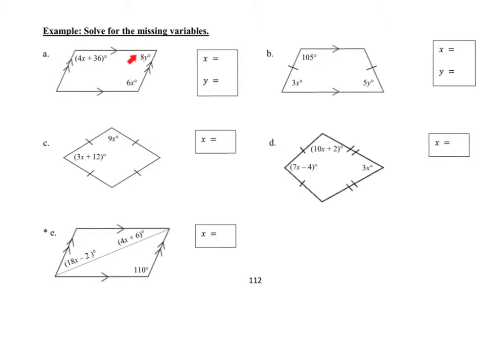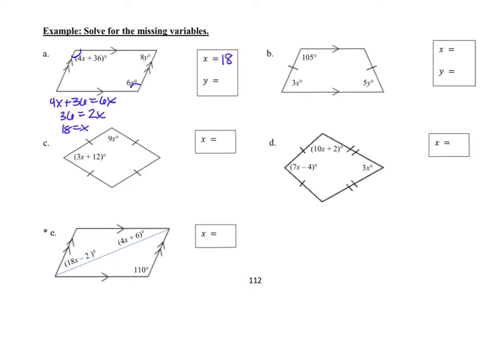This first one is a parallelogram, and the parallelogram opposite angle theorem states that the opposite angles are congruent. So if I wanted to solve for x, that means this angle here is congruent to this bottom angle because they are opposite angles. So that means that I can set 4x plus 36 equal to 6x and solve. You can subtract the 4x from each side. That will give you 36 is equal to 2x, and then divide by 2. You get an answer of 18 for x.